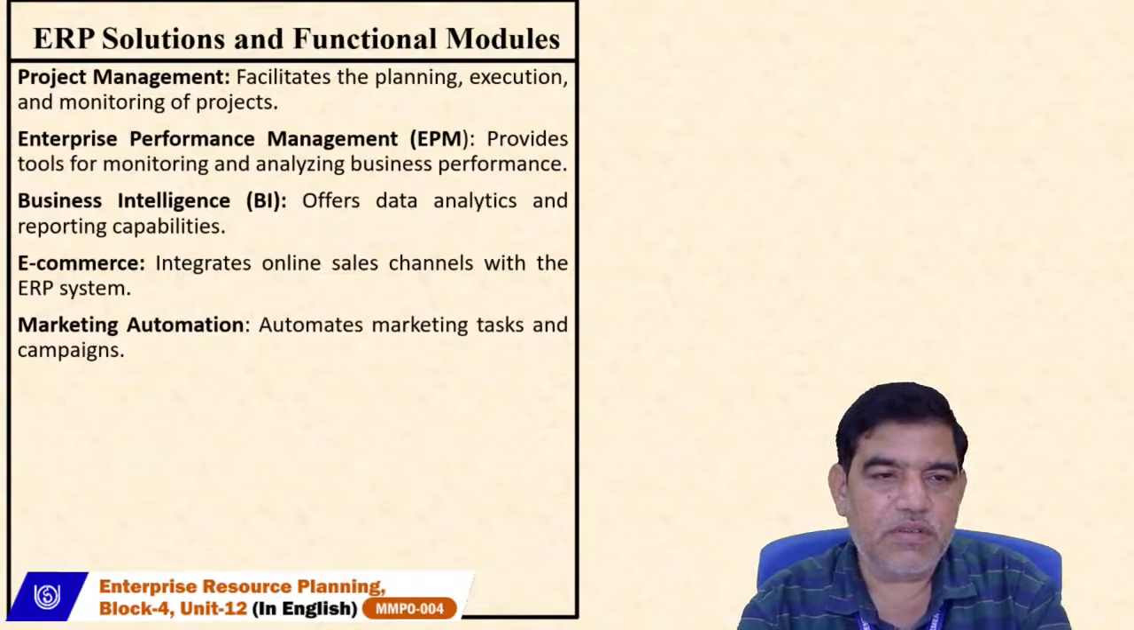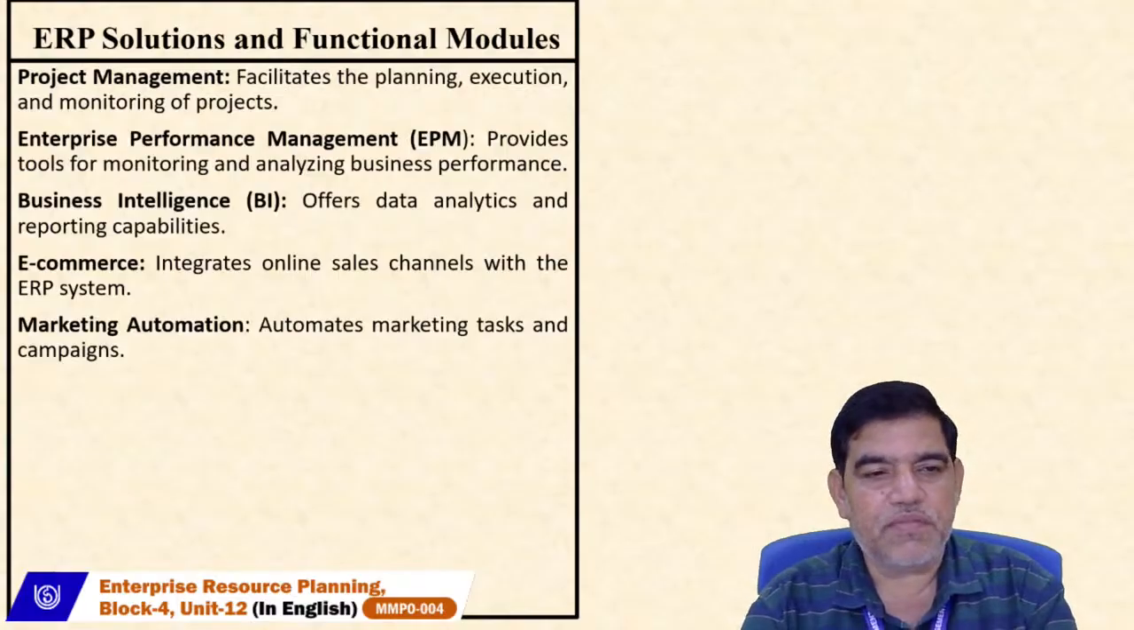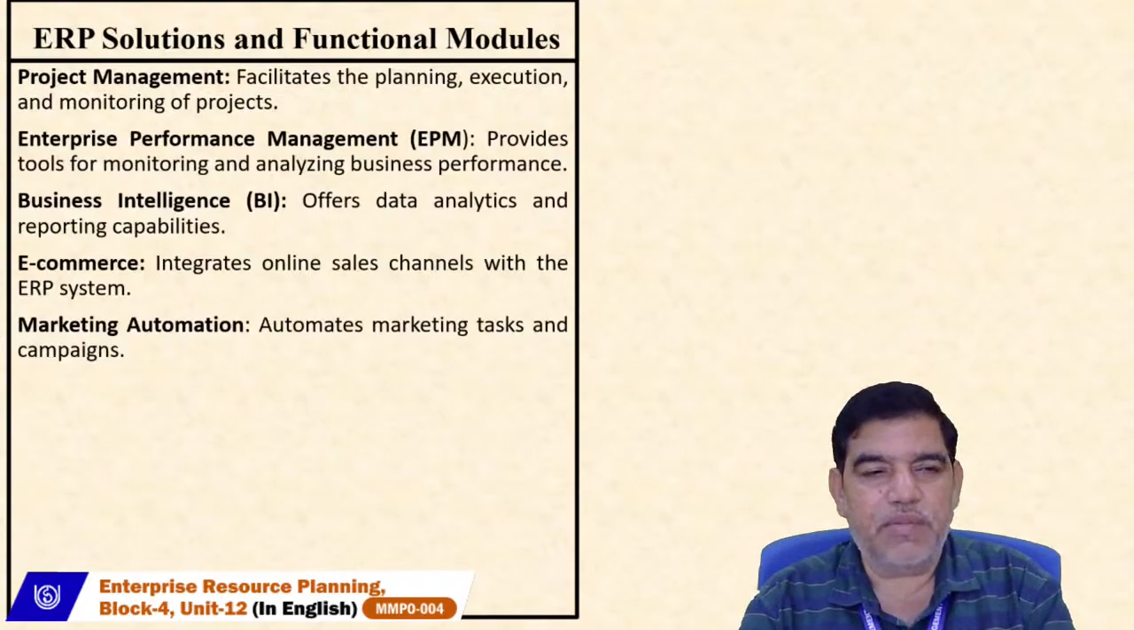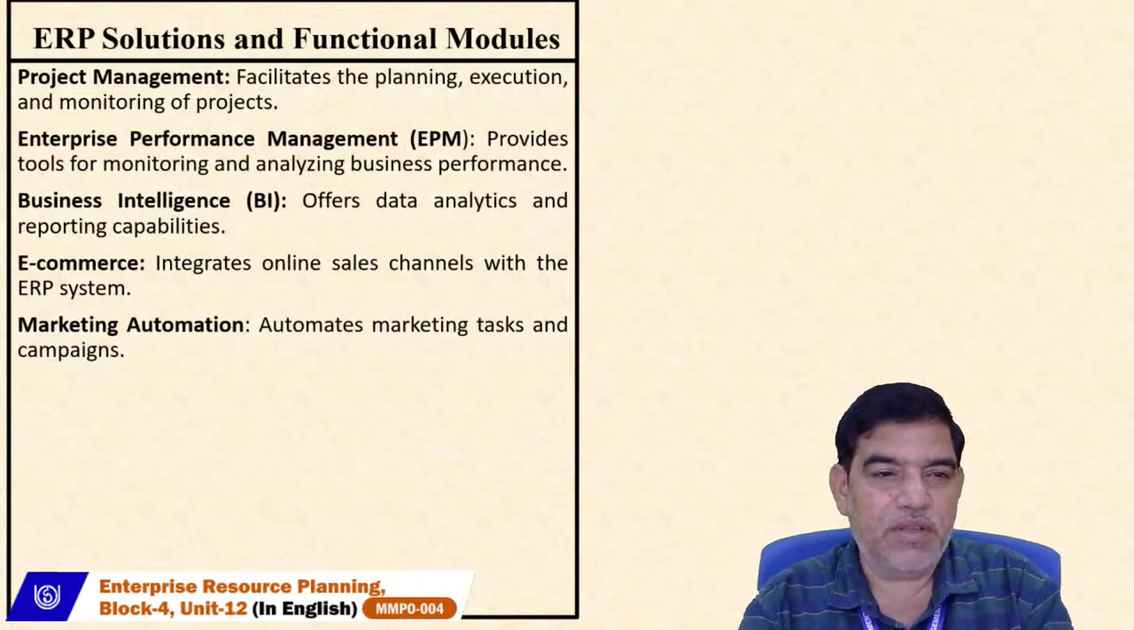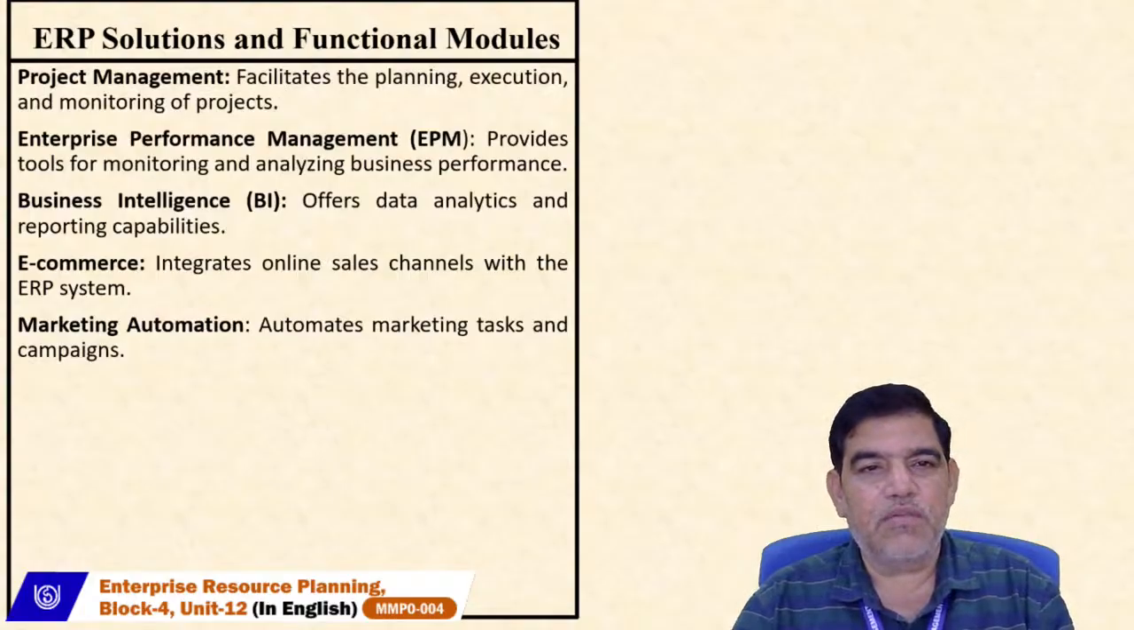Then e-commerce means integrating online sales channels with the ERP system. As we know, e-commerce means the buying and selling process through online. And there are different types of e-commerce: B2B, B2C, C2C, B2G, G2B. In this way, all the data are stored in one place, and all the transactions are done with one platform. Then marketing automation automates marketing tasks and campaigns. So these are the functional modules of ERP solutions.